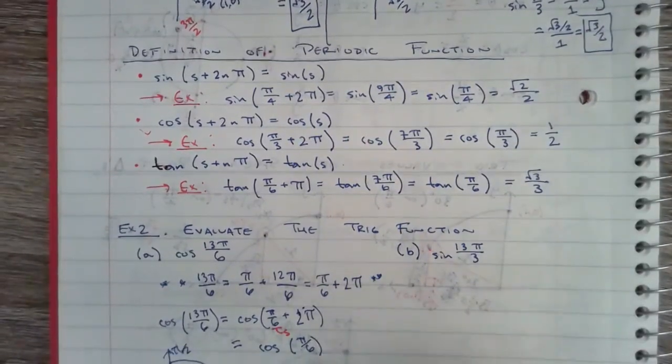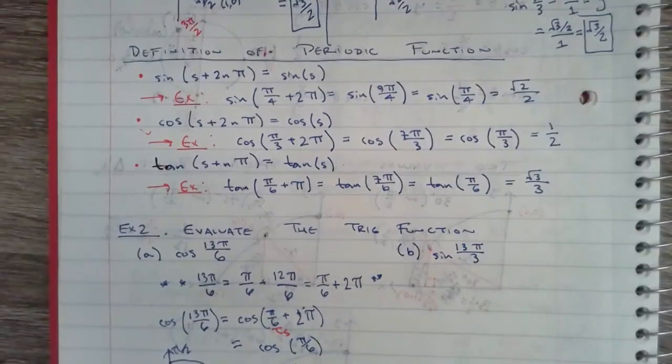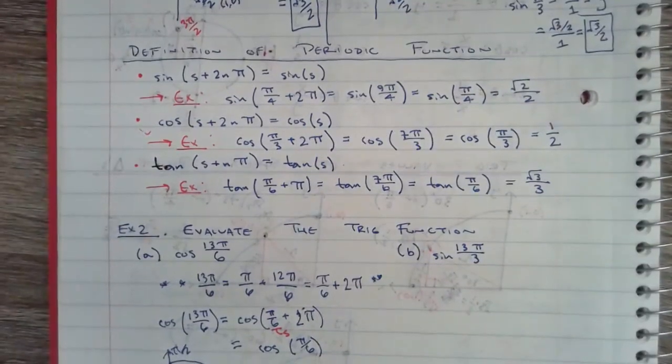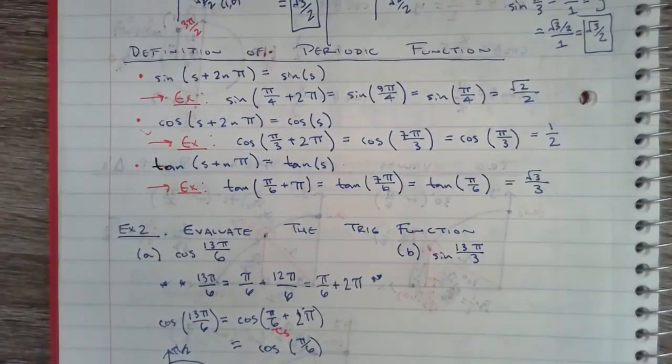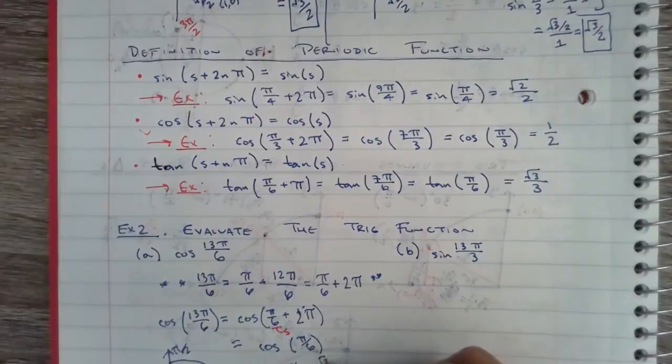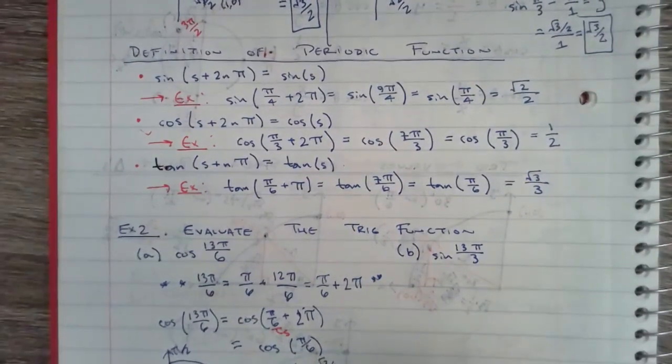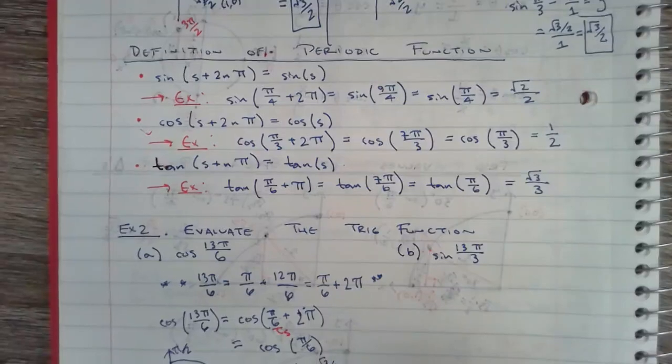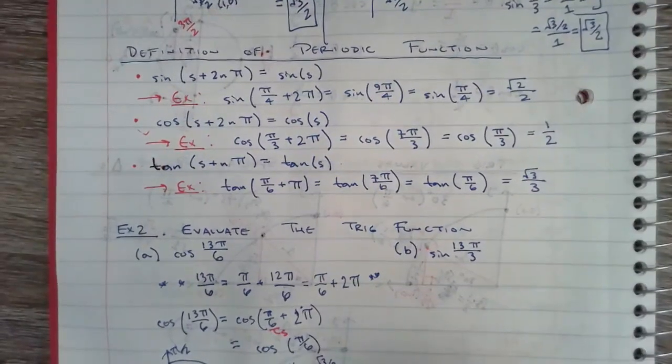Cosine of pi over 6 is the same thing as x over 1. What's your x in this case? It's the opposite. So, sorry, it's the adjacent. So therefore, it's square root of 3 over 2 all over 1, which gives you square root of 3 over 2. And there you go. That's how you find that value.